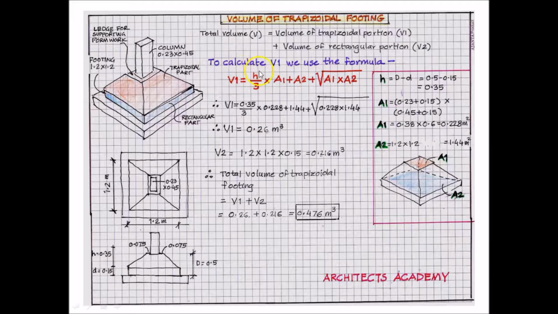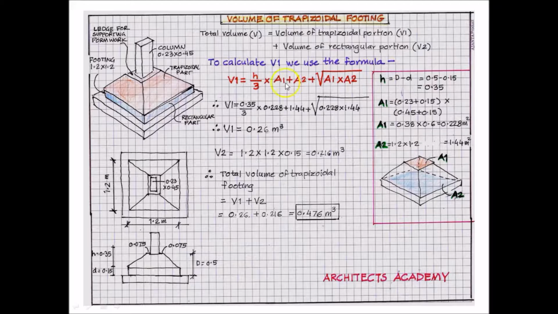Now to calculate the volume of the trapezoidal portion V1, we will use the formula V1 is equal to h by 3 into (A1 plus A2 plus under root A1 into A2). Now let us see what is h, what is A1, what is A2 by going to this sketch here.